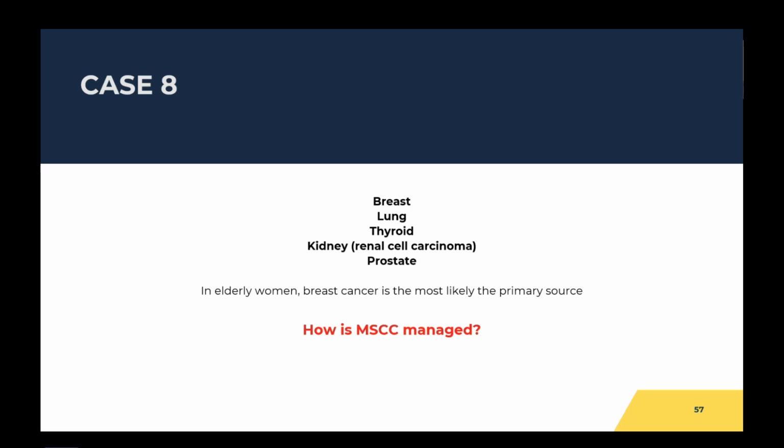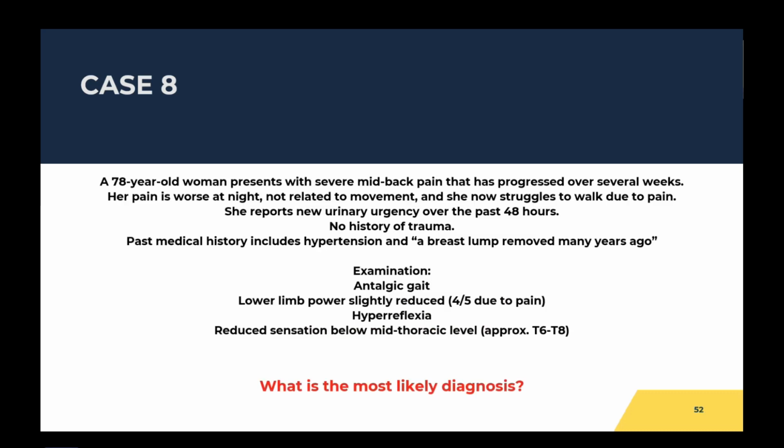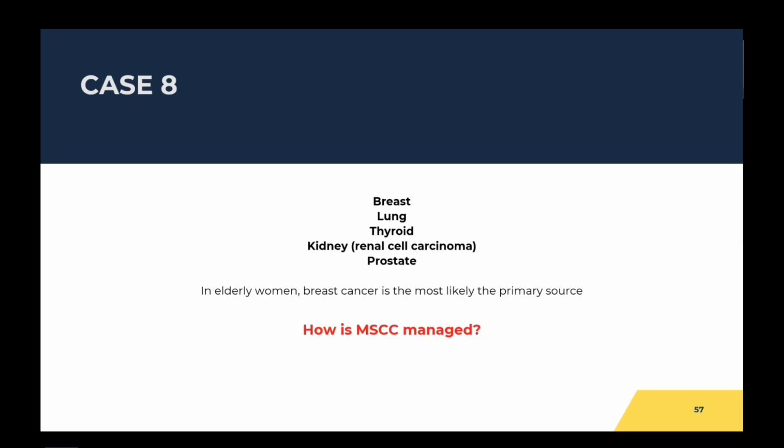And in elderly women, breast cancer is the most likely primary source. So if we go back to the history, she did have a breast lump that was removed many years ago. So this could be a cause of the metastatic spread in this patient.